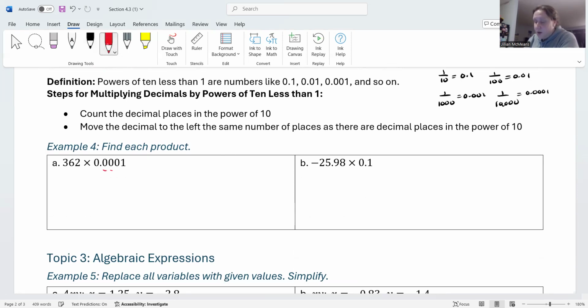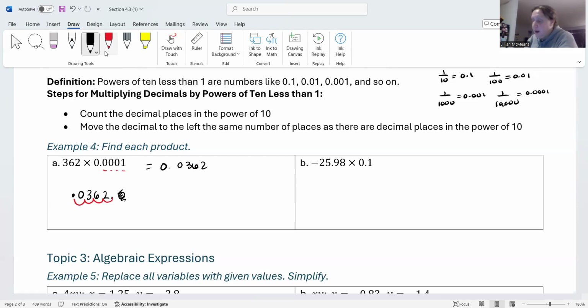Now we have 1, 2, 3, 4 decimal places. That tells me I can move my decimal to the left 4 times. Okay. So let's think about this. 362, it doesn't look like it has a decimal at all. But remember, we can always add a decimal point and then a 0, and then we've got the decimal, okay? So I want to move my decimal to the left 4 times. So I'm going to go back 1, 2, 3, and then I have to go one more time. Then I can put in a decimal, and if there's an extra space, add a 0. So we would say this equals 0.0362. You don't really need this 0 at the end. You can chop it off, okay?